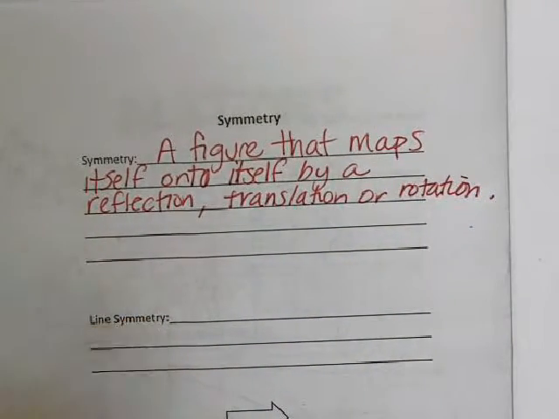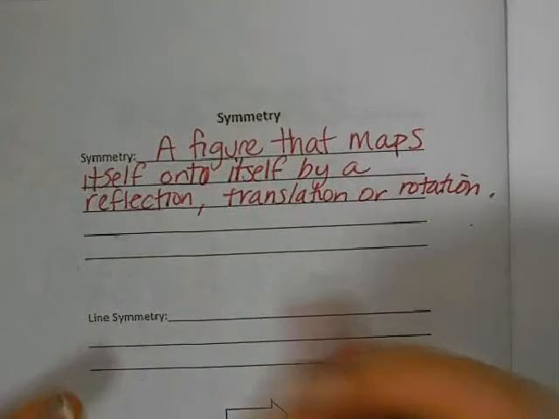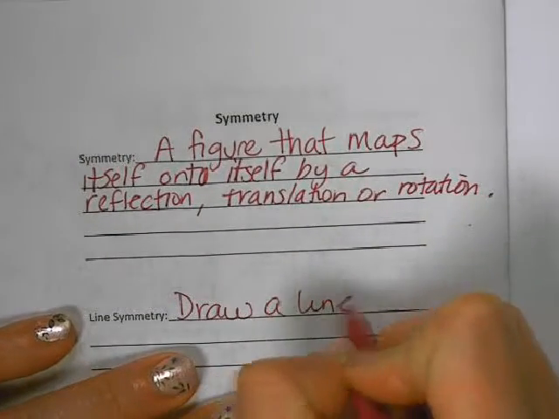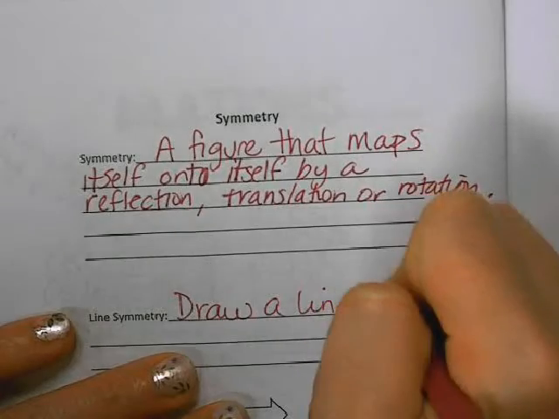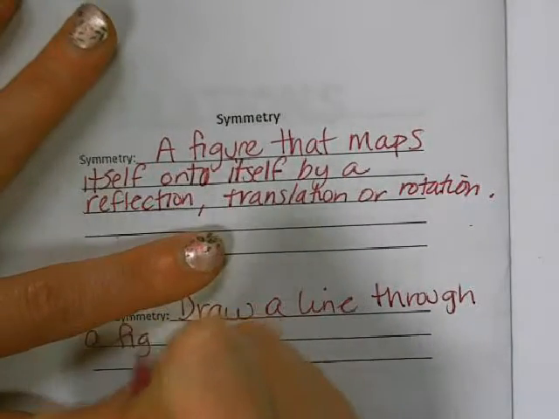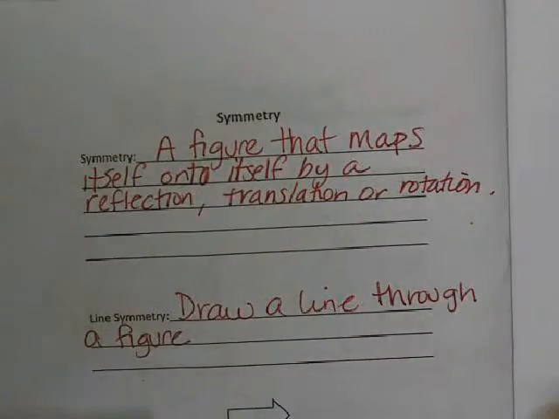So we talk about several different types of symmetries. Reflection and rotation are ones that we really look at currently. Okay? Line symmetry is when I can draw a line through the center of it, and that makes one side reflected onto the other side.